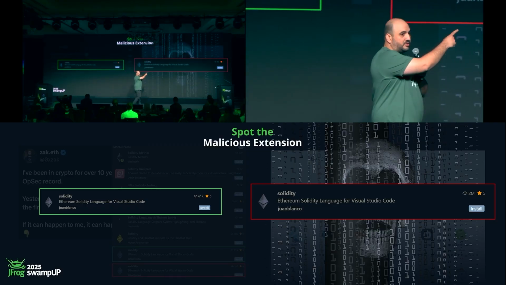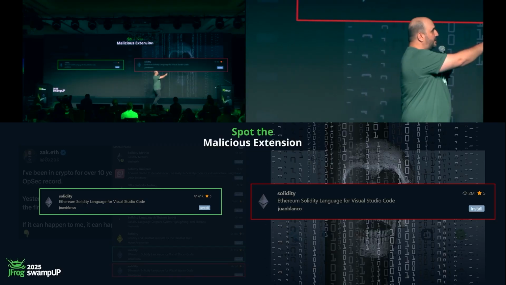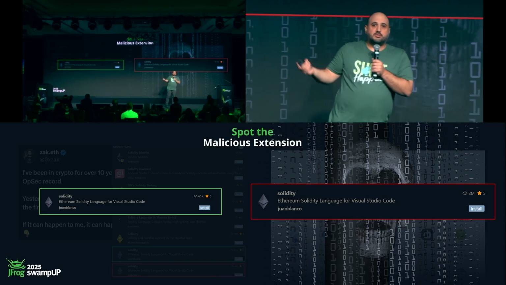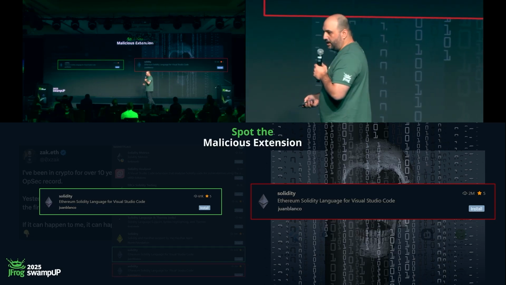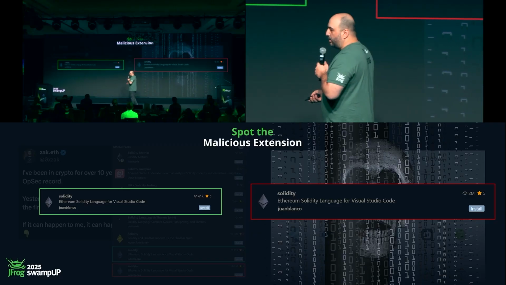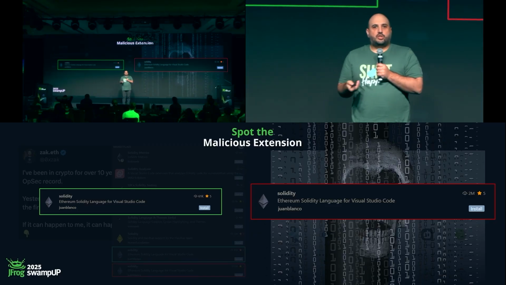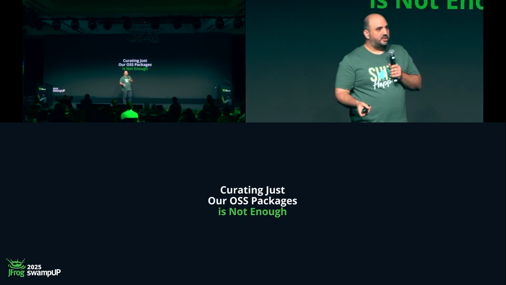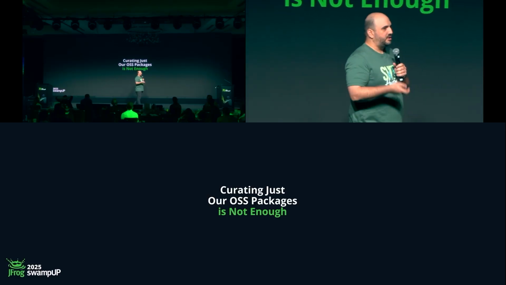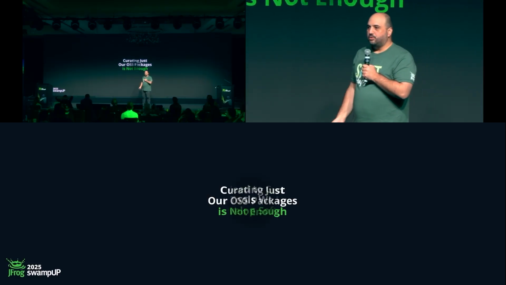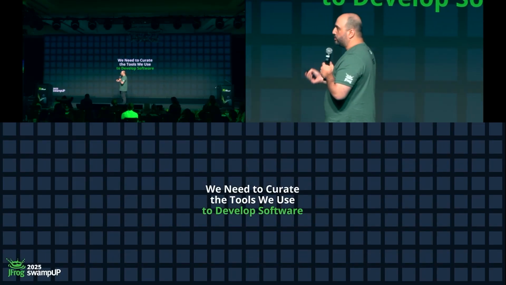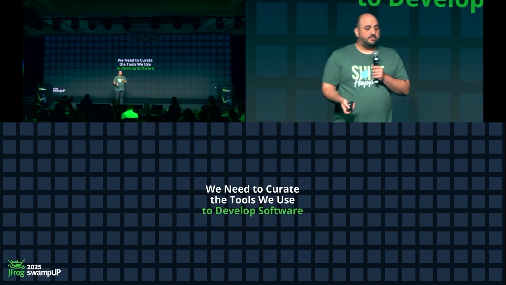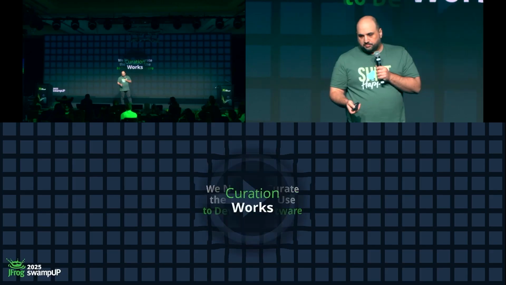And why? Because attackers are smart, and they are able to fake the number of downloads because they can download it on their own. So that's what happened. And we obviously now understand that we cannot just curate our open source packages, our NPM packages, our PyPI packages, our containers. We have to curate, and we have to be aware of our tools, the tools that we're using, and amongst them are developer extensions.